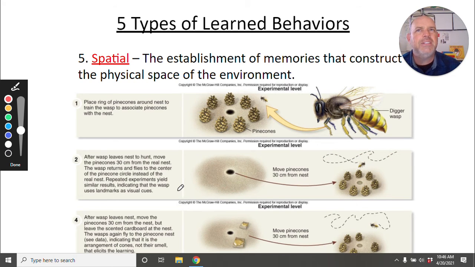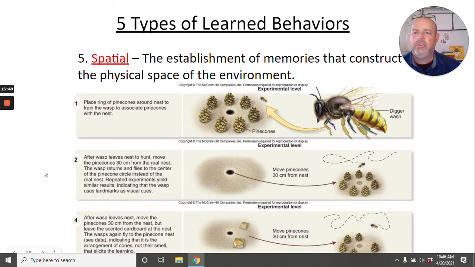And so they're like, well, maybe it's the smell of the pine cones, and it's not the pine cones themselves. So again, the wasp leaves, and they move the pine cones over here, and then they put in some cardboard squares with some scented material that's like the pine cones, and they want to see if the wasp can find it here. But what's the wasp doing? He's still over here. He's still zipping around the pine cones. He doesn't care about the smell. It wasn't the smell, it's the pine cones themselves that are the indicator for them to find their nest. So they're using landmarks. They're navigating using these beacons or landmarks in order to figure out where to go. So pretty cool thing.